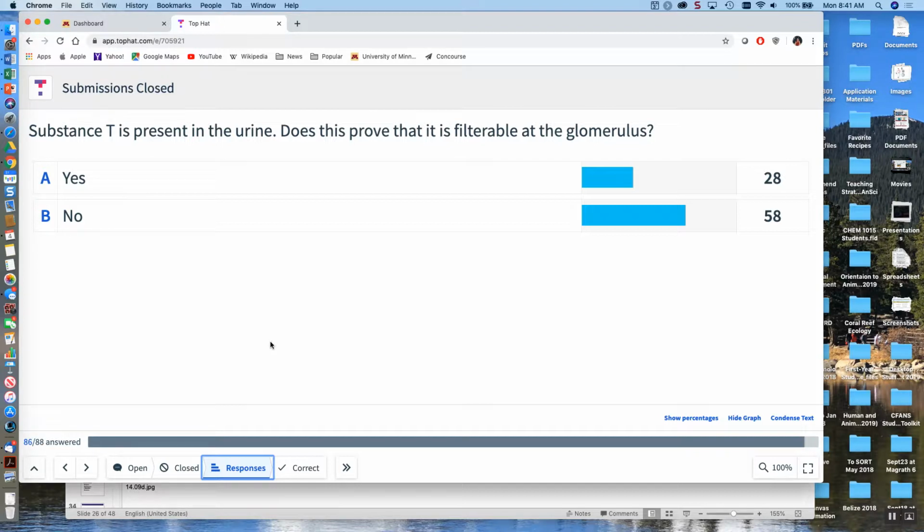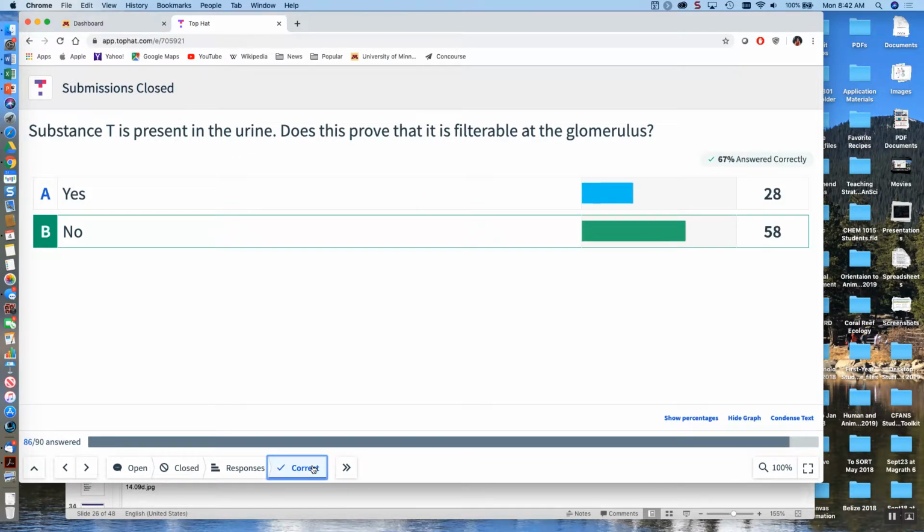It could be actively secreted. And what that means, remember, it's transported from the blood into the nephron and then excreted. Okay, so good job. The correct answer is no. All right, good job. How about this one?